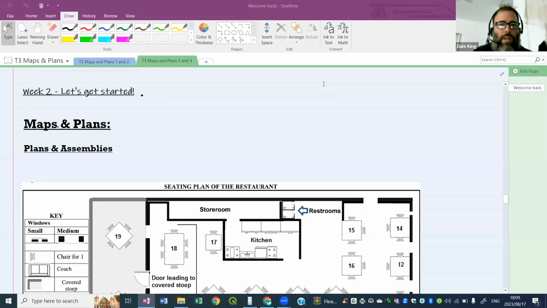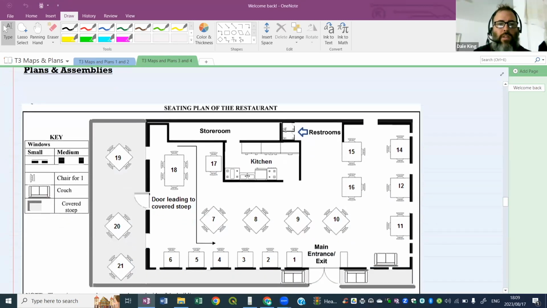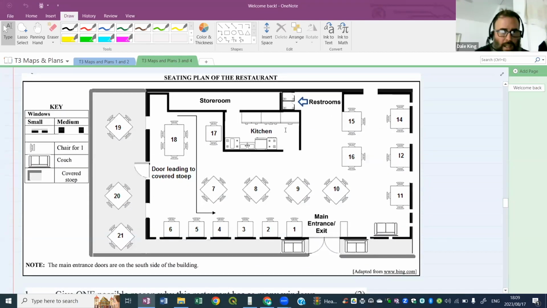So here is our plan. All right, this is a plan of a restaurant. Okay, a seating plan of a restaurant. I think you all can see that. We have chairs and tables there, all numbered, and we have a setup and a layout there, and it looks like a building plan, but it's for a restaurant.